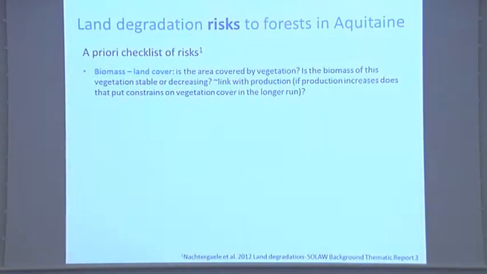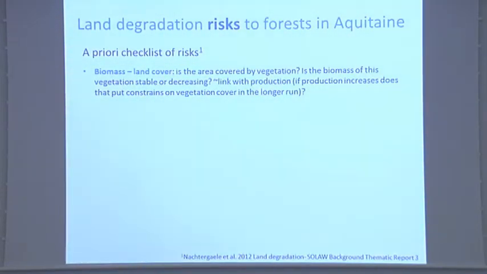So what are the types of risks I want to evaluate? I also found this somewhere on the internet, in one of these big FAO-related reports. Biomass and land cover. Is the land covered by forest or by other vegetation? Is this biomass degrading or not? And so that's the first item to explore.